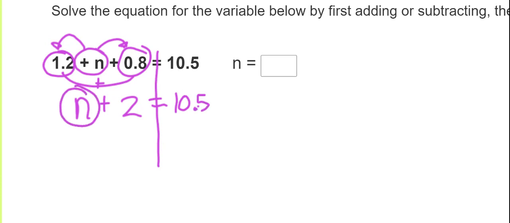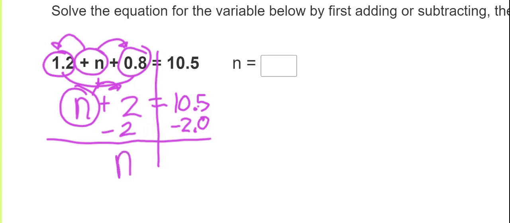Circle the variable term, and then do the opposite of what we see with the variable. The opposite of adding is subtracting. And there's a decimal over here, so we're going to put in a decimal and make sure you subtract the whole numbers with the whole numbers. Now we bring the variable term down. N equals 10.5 minus 2. Positive and negative cancel, and go ahead and solve.